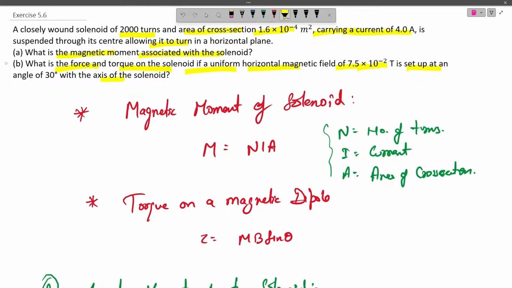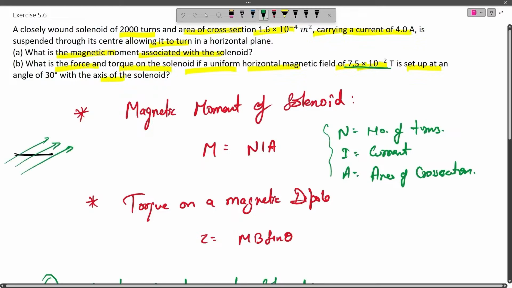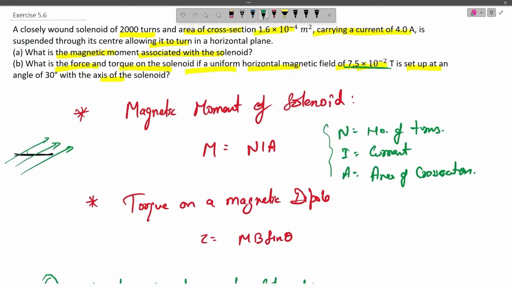So there is a solenoid and it is hanging. We can assume from the top view that this is the solenoid, and a uniform magnetic field of magnitude 7.5 times 10 to the power minus 2 Tesla is set up at an angle of 30 degrees. The angle between the solenoid axis and the magnetic field is 30 degrees, and we have to find the magnetic moment associated with the solenoid.